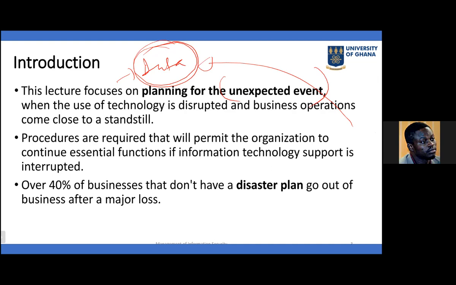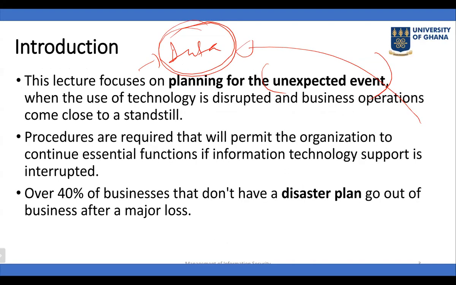So organizations or businesses must plan in a way that when such events happen, they can ensure continuity of their business. There are also procedures required that will permit the organization to continue essential functions if information technology support is interrupted. In our case, we are dealing with information technology, or information assets. So we are not looking at holistic contingency planning, but at the IT, how we can ensure the continuity of information technology assets, or the continuity of the business as a result of information systems assets.